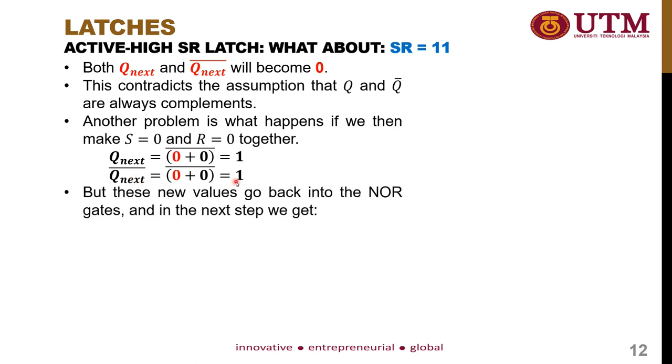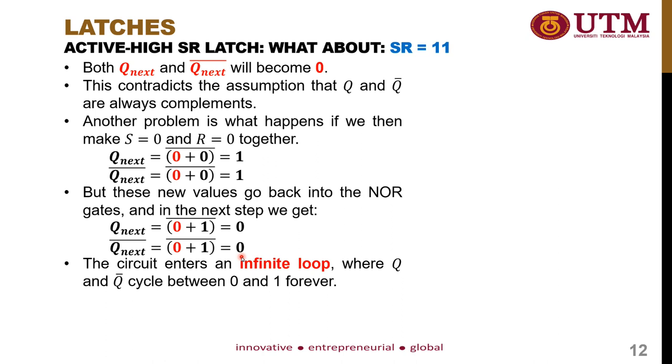But this new value goes back into the NOR gates. In the next step, we get Q next as 0 plus 1 with an over bar, which is equal to 0, and Q next bar will also become 0. So if we continuously set S equal to 0 and R equal to 0, the circuit will enter an infinite loop where Q and Q bar cycle between 0 and 1 forever.